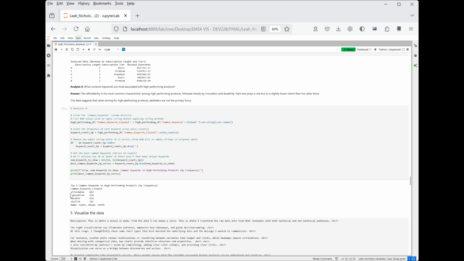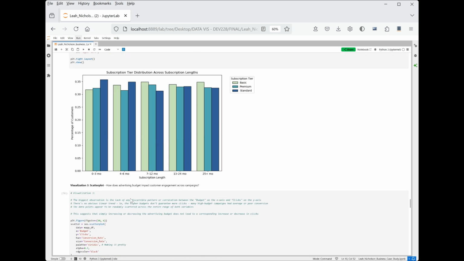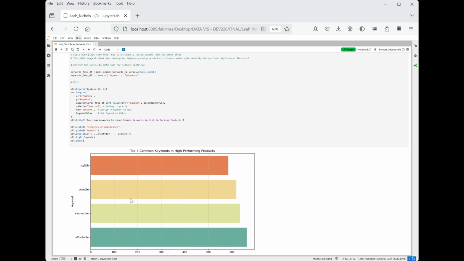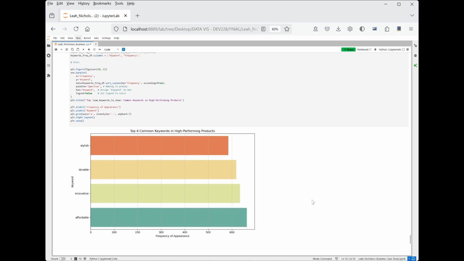So you can see down below there are only affordable, innovative, durable, and stylish used in the keyword column for all of the data in those 10,000 rows. So this gave kind of a breakdown of how common those keywords were. And then to analyze those, I put that in a bar plot. So you can see they're pretty frequently referenced, all of these, but the word stylish seemed to be the lowest priority in driving some high-performing products. So that kind of suggests that the customers are looking more for affordability, which was the most common keyword, and then the aesthetic appeal was their least important consideration when deciding to buy a product.